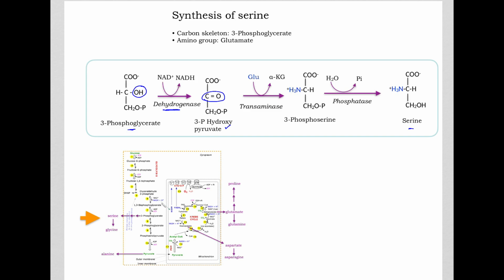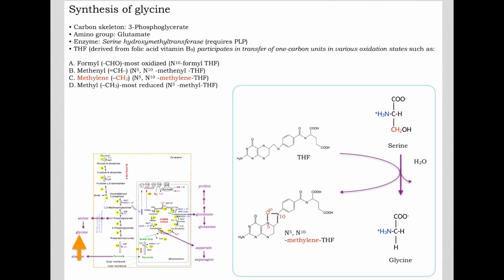Then this alpha keto acid undergoes a transamination reaction with glutamic acid. The glutamic acid becomes alpha ketoglutarate, while this 3-phosphohydroxypyruvate becomes the amino acid 3-phosphoserine. And in the next step, the phosphate of 3-phosphoserine is removed by a phosphatase enzyme to give you the amino acid serine.